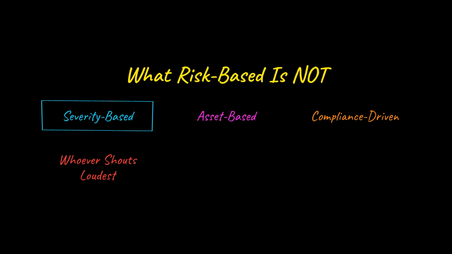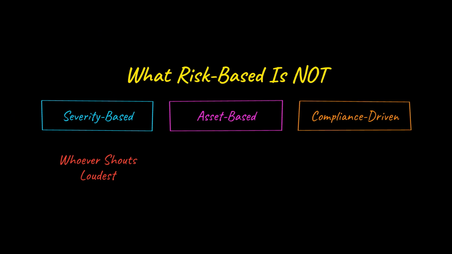Severity scores measure how bad a vulnerability is technically without knowing your environment. Asset-based ranking values systems but ignores the threats facing them. Compliance checklists treat every finding as equally urgent. Risk-based prioritization replaces all three with a deliberate, environment-specific ranking tied to actual business exposure.